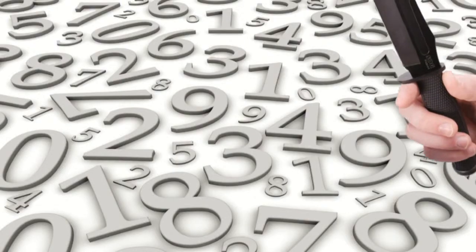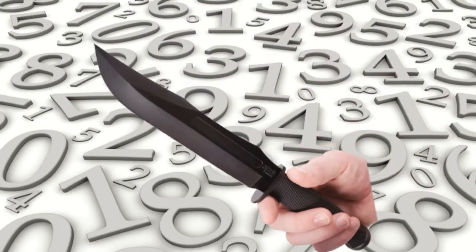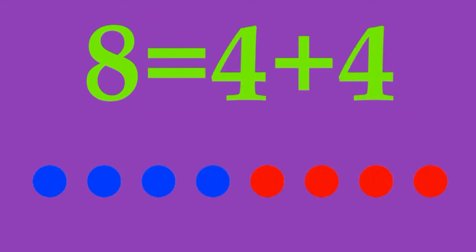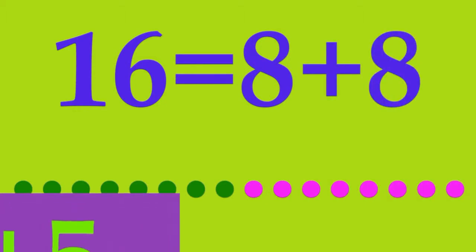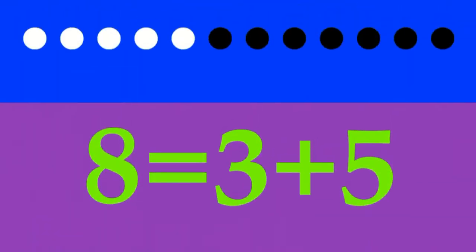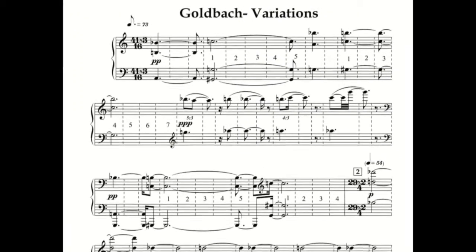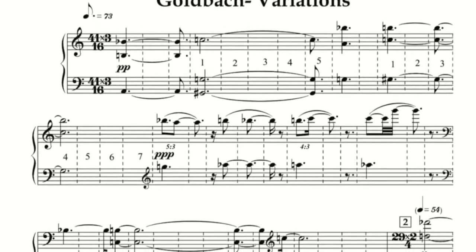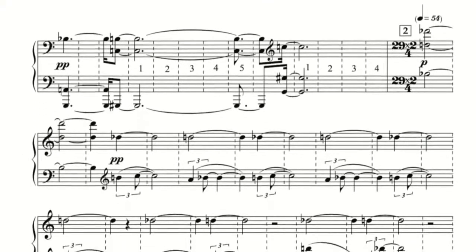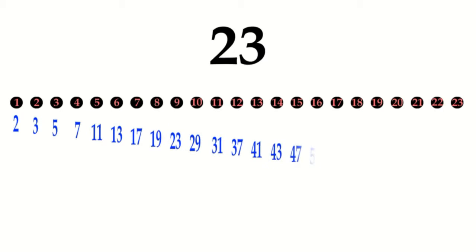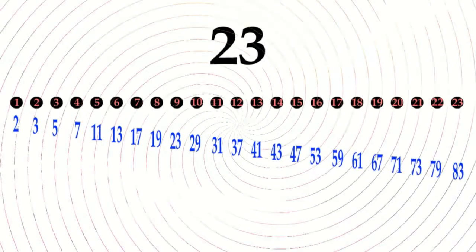If you partitioned numbers in the traditional manner of Western music history, you'd typically partition 8 in 4 plus 4, 12 in 6 plus 6, 16 in 8 plus 8, and much less frequently in 3 plus 5, 5 plus 7 or 5 plus 11. The present Goldbach variations are the attempt to oppose this traditional tendency of symmetric partitions of durations. There are 23 variations, whose lengths correspond to the first 23 primes.